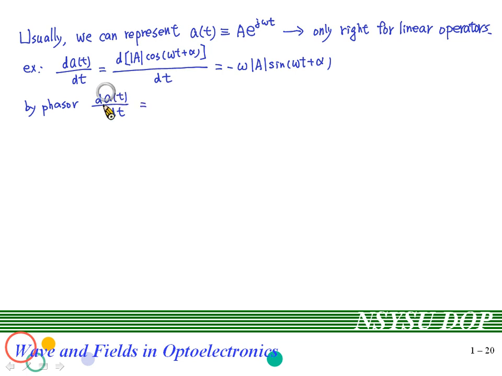If you use phasor, the A function is replaced by this one. And as you do the differential operation, this one will become j omega A exponential j omega t. And clearly, if you take the real part of the result, you will see that we have the same result as this one. So the phasor operation can simplify our operation.